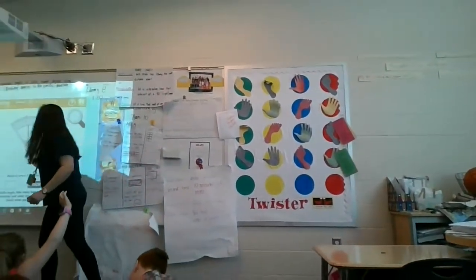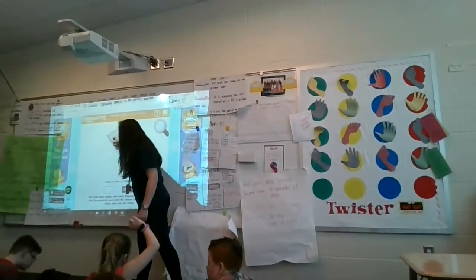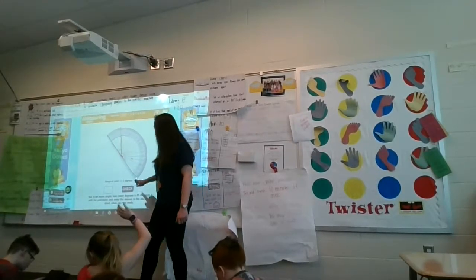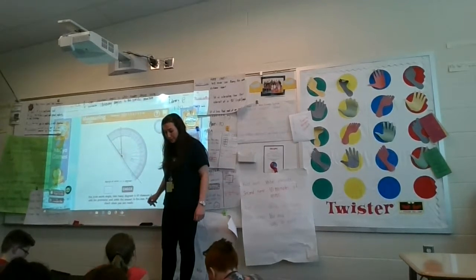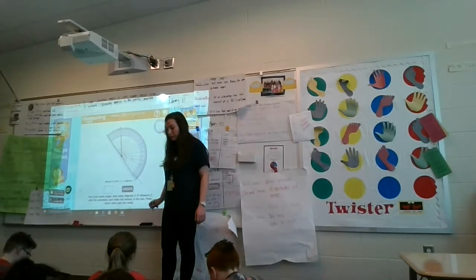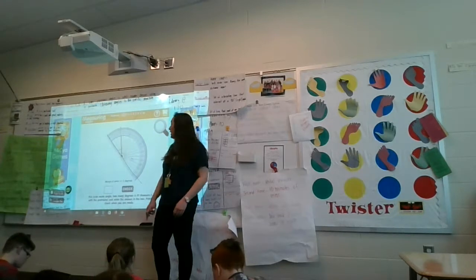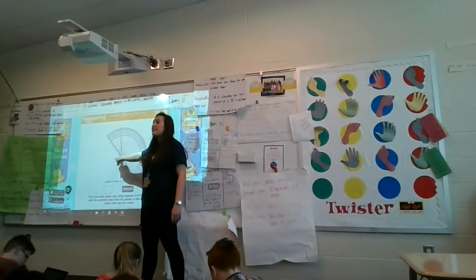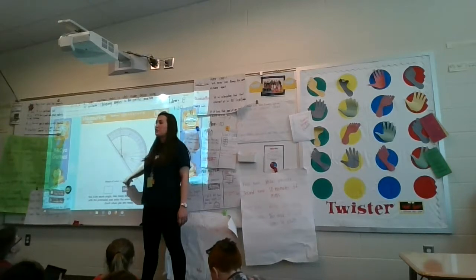So our vertex is at our center point, but one of our rays is also on the protractor's what? What is this again? Baseline. Yes, Victoria. You can turn it any way that makes the most sense to you. You just need to make sure that your vertex is lined up with your center point, and that one of your rays is lined up with your baseline.